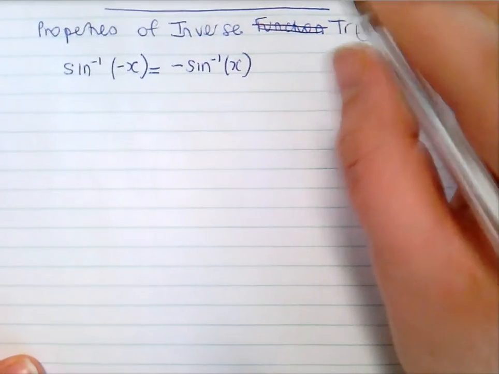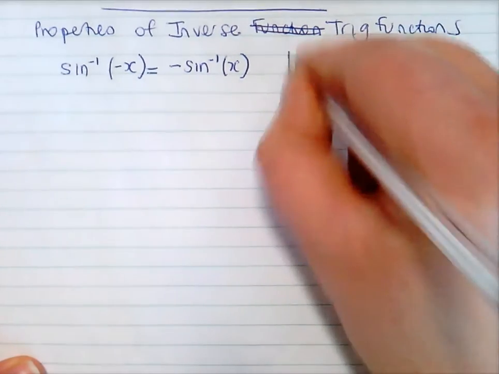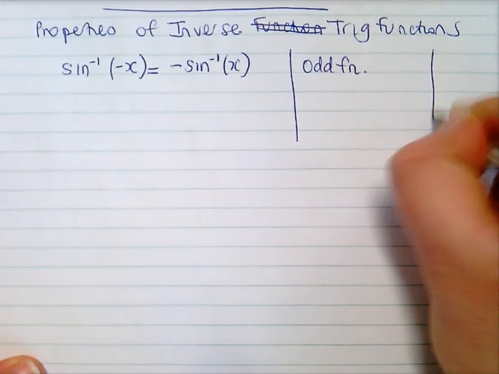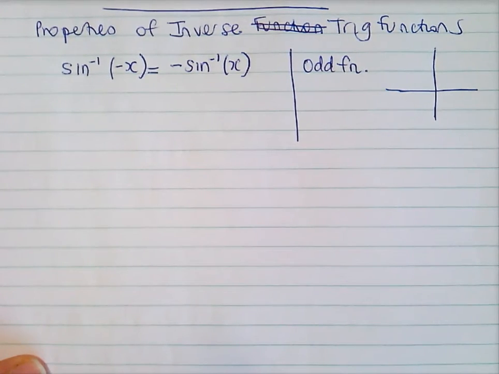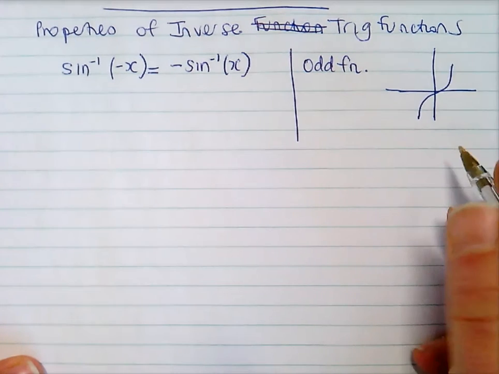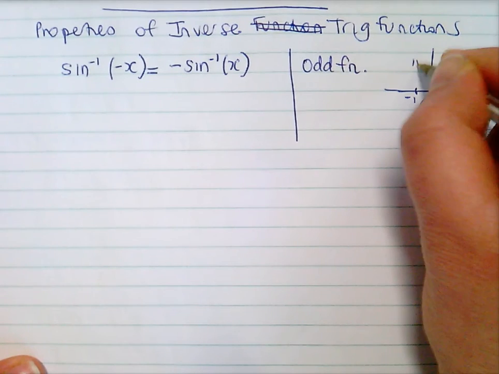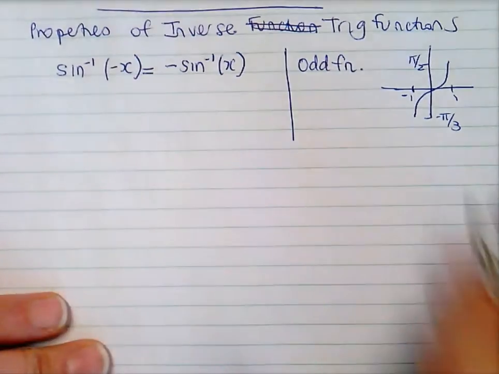Now, the reason this works, do you remember odd functions? I'm going to draw it. You know how I said the inverse sine x curve looks like the y equals x cubed curve? It looks like that, from negative 1 to 1. It reminds you of y equals x cubed.